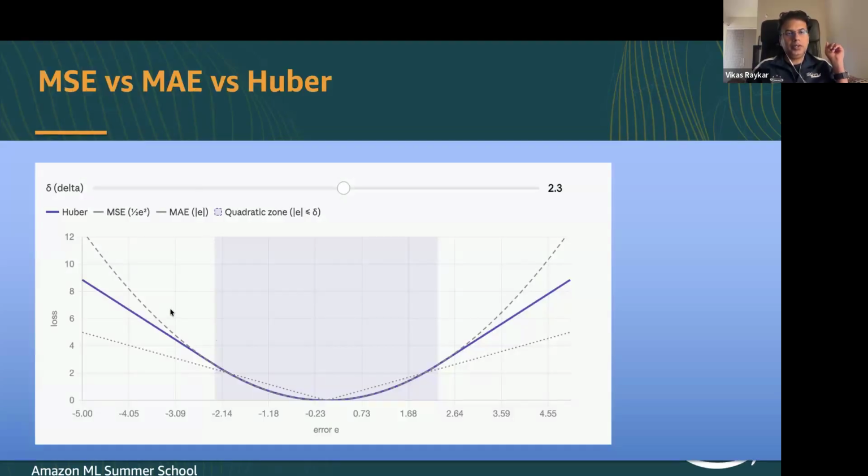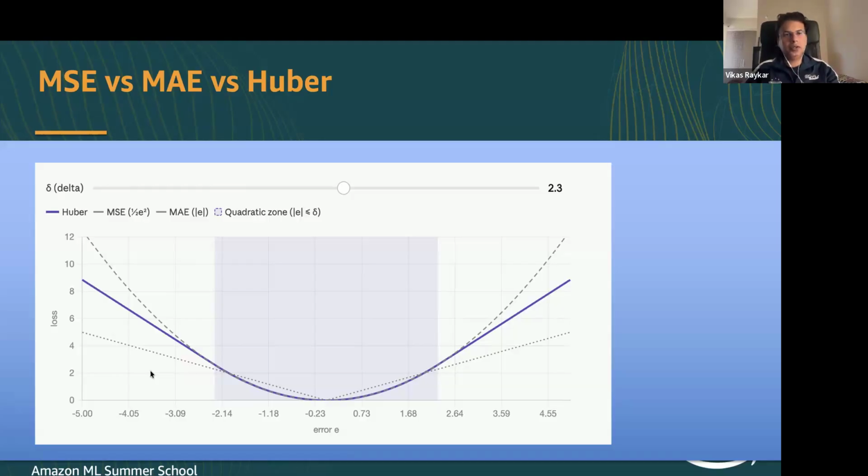So here is a plot that illustrates the three loss functions: mean squared error, mean absolute error, and Huber loss. The shaded area here is essentially the delta region. So this is your mean absolute error, and there is the mean squared error, and the Huber loss in dark blue is in between, where it behaves like MSE in the shaded region, and it behaves like MAE outside the shaded region.